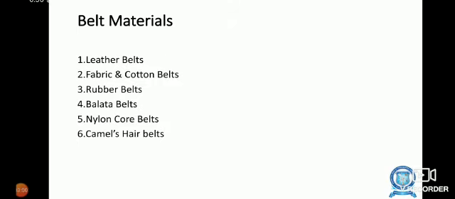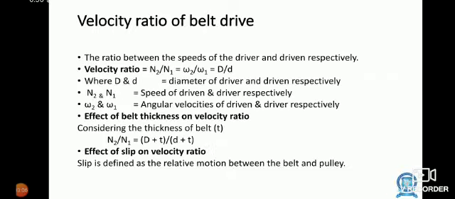Belt materials: leather, fabric and cotton, rubber, balata, nylon core, camel hair. Velocity ratio of belt drive: the ratio between the speeds of the driver and driven, respectively. Velocity ratio N2 by N1 equals capital D by small d, where capital D and small d are the diameters of the driven and driver.